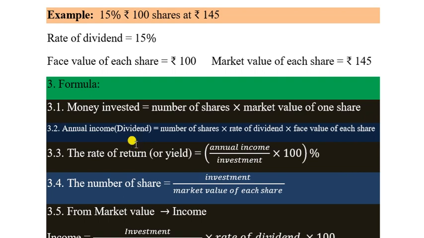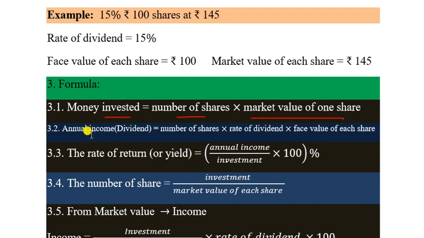First, money investment. How will we get the money? How much money investment are you going to give for this share? That is the number of shares into the market value of one share. The number of shares will be given in your question, and the market value of one share. Remember that it is very important. You should write all the formulas in your copy, and with these formulas you have to solve all the problems from your math book. Remember that, it's very important. And one question you will get from this chapter. It's a very important chapter.